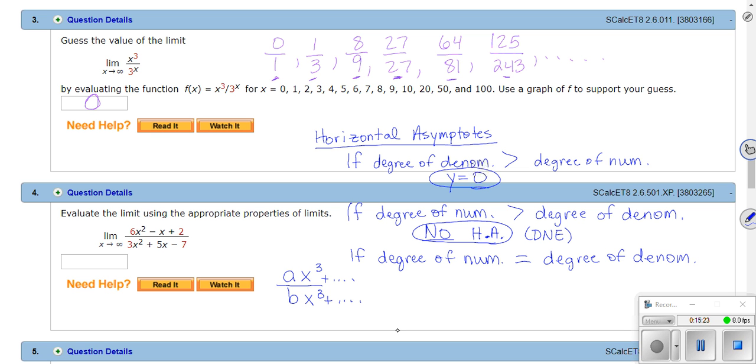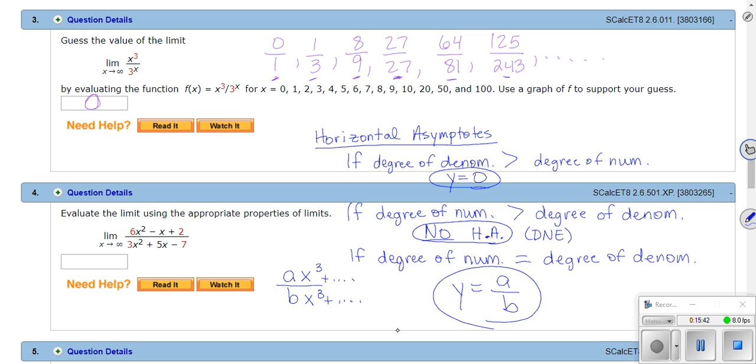Okay, so if the degree of the numerator is equal to the degree of the denominator, okay, so I have an x cubed on top and x cubed on bottom. Again, what follows it makes no difference. My horizontal asymptote here is going to be y equals a over b.